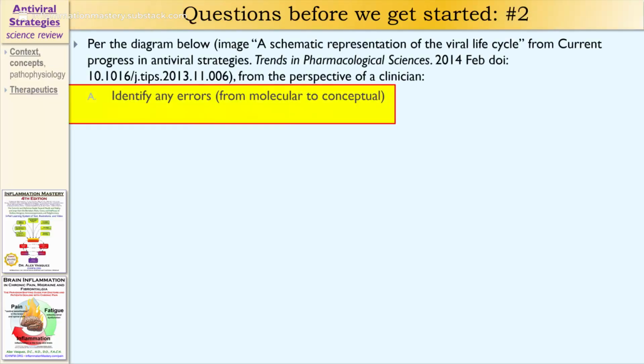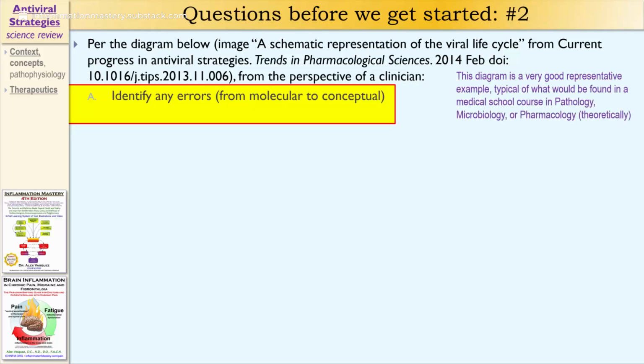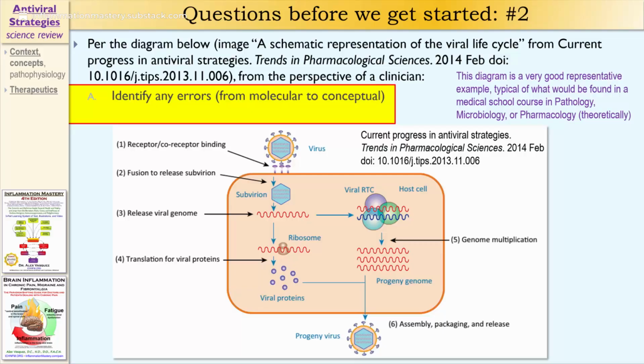So here's question number 2, and again, we're just getting started here. We're going to look at an image that comes from a really good series of journals called the Trends journals. This one happens to be Trends in Pharmacological Sciences, published in 2014. The title of this article is Current Progress in Antiviral Strategies. And the image that I'm going to present to you is titled A Schematic Representation of the Viral Life Cycle.